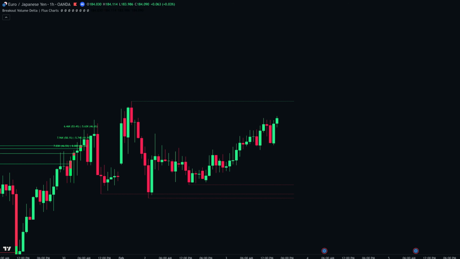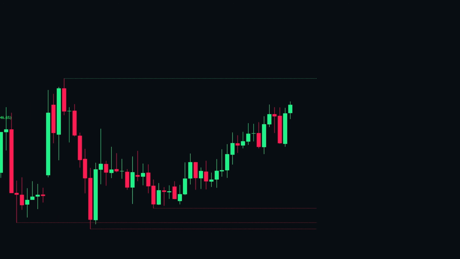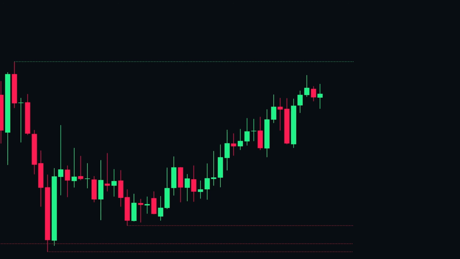For a buy trade, ensure the swing levels generated by the Breakout Volume Delta indicator are visible on the chart. These levels act as key support and resistance areas where price may break out. Focus on the most recent swing high level that the indicator has drawn. Next, watch for price to move toward that swing high. If price breaks above the swing high and the candle closes firmly above the level, that signals a potential bullish breakout. However, price alone is not enough.